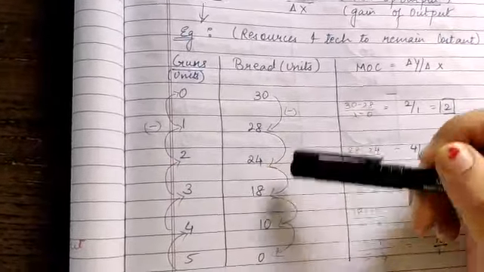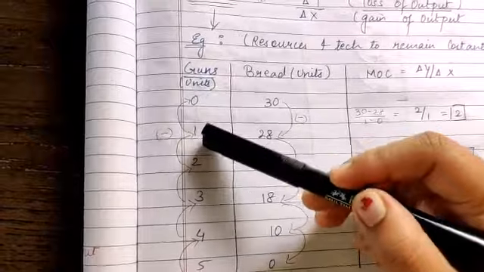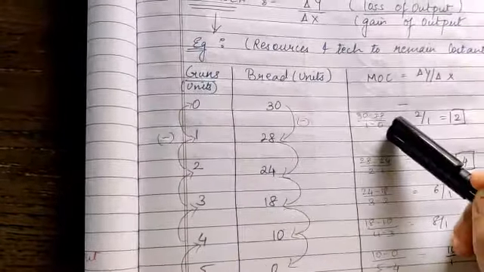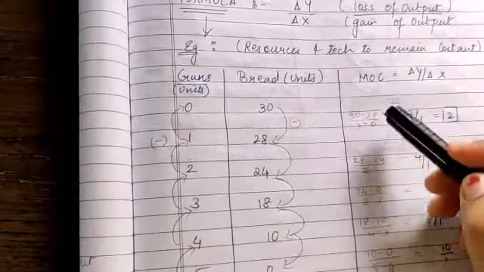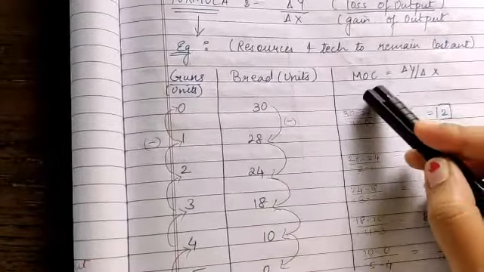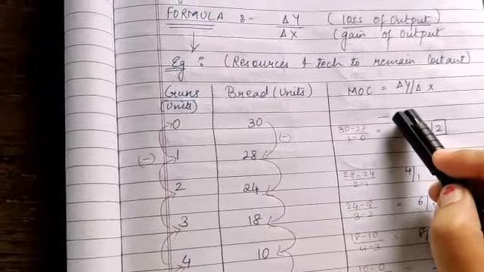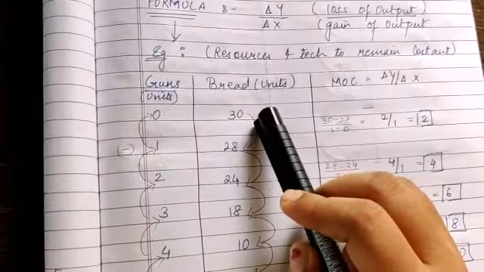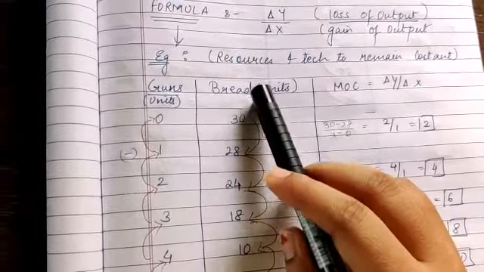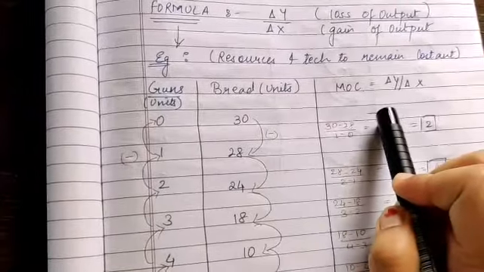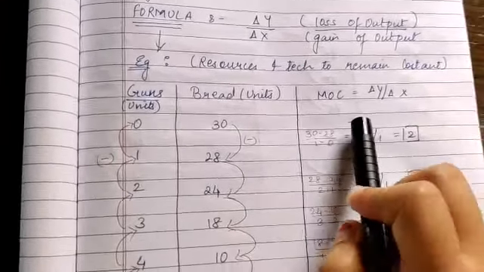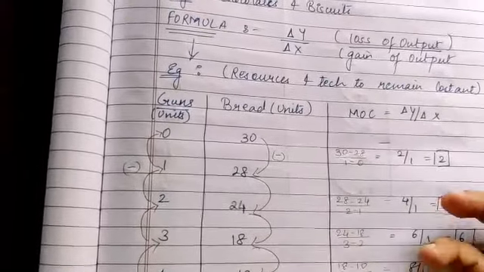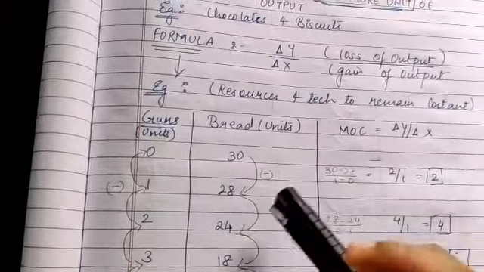We can assume that. So first 0 and 1. First I can say 1 minus 0 in the denominator, whereas 30 minus 28 in the numerator. Why am I taking a dash in the first instance? Because at the 0 level it is also producing 30, and above that it is not producing anything. So obviously the marginal opportunity cost will be nil. There is neither any loss of output nor any gain of output.